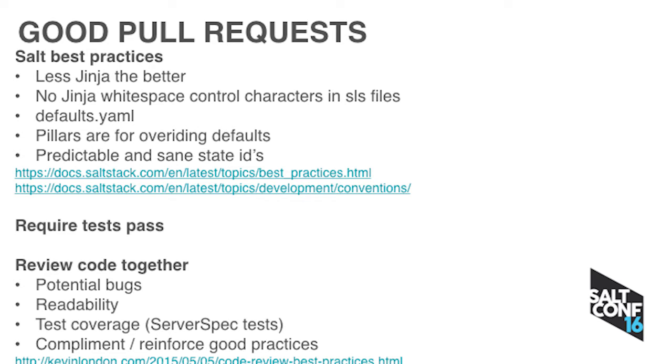One thing I found in my experience is people will rely on pillars a little too much. If a pillar key doesn't exist, the state will fail. So just remember, pillars are for overriding defaults, in my view. Another thing is predictable and sane state IDs. This will allow you to do some analytics with something I'm going to talk about a little later about state events.